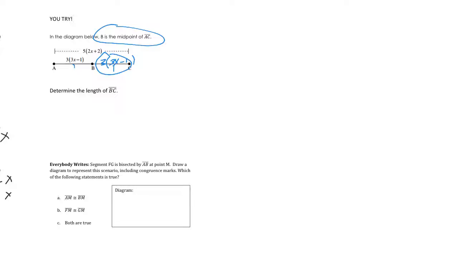Now I have two parts and I have the whole. So I'm going to add up my two parts. 3 times 3x minus 1 plus 3 times 3x minus 1 equals 5 times 2x plus 2.